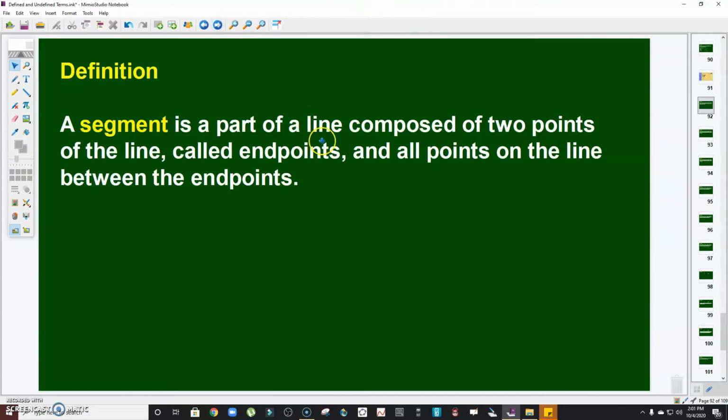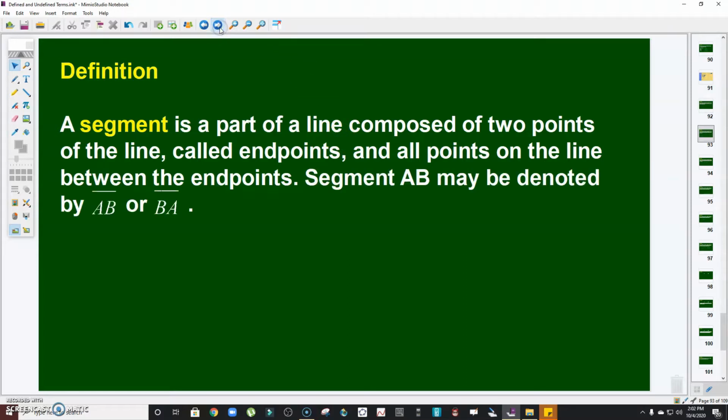Okay. So first, let us define what is a segment. A segment is a part of a line composed of 2 points of the line called endpoints and all points on the line between the endpoints. Segment AB may be denoted by AB or BA. So take note, unlike the line, what we have here is the bar. Okay, so this is an example of a segment AB or BA, doesn't matter which letter comes first.